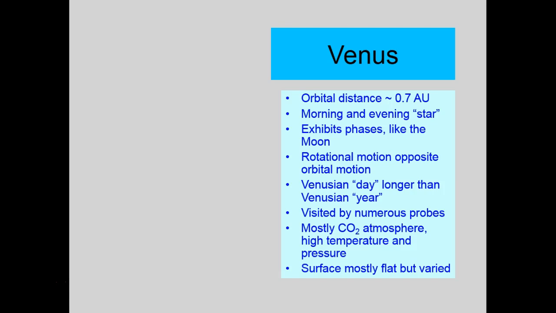Now, because it is our closest neighboring planet. Our closest neighbor is the moon, of course, but the closest neighboring planet, we've sent a lot of probes out there, okay? And so we've studied it pretty well, mostly carbon dioxide in the atmosphere, and there's a thick, dense atmosphere.